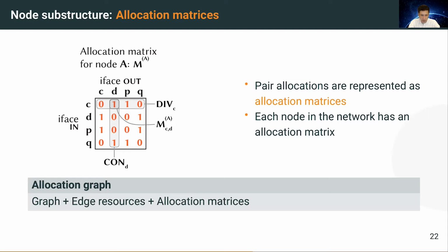Entry ij in the allocation matrix represents the pair allocation going from interface i to interface j. Then naturally, the sum over columns becomes the convergent of interfaces, and the sum over rows is the divergent of interfaces. And we have each node in the network have such an allocation matrix. Now we can therefore define the allocation graph as a regular graph with nodes and edges, but with each edge associated with a resource and with each node associated with an allocation matrix.